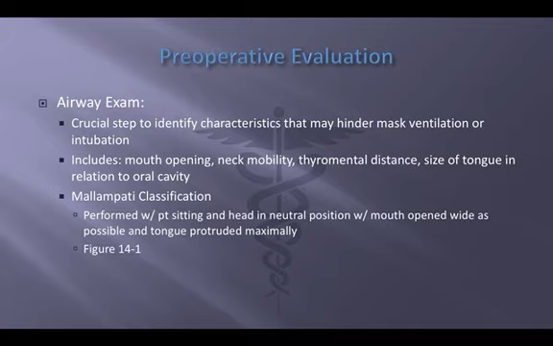So airway exam. This is obviously what anesthesia is primarily focused on, or at least one of the key aspects, because this is kind of their area of expertise. So they want to know any characteristics that may hinder mask ventilation or intubation. So those include mouth opening, the mobility of the neck. Have they had previous neck surgery, anterior cervical disc fusion or whatever? Thyromental distance, the size of the tongue in relation to the oral cavity. Do they have beards? I know that can make it much more difficult to bag them.